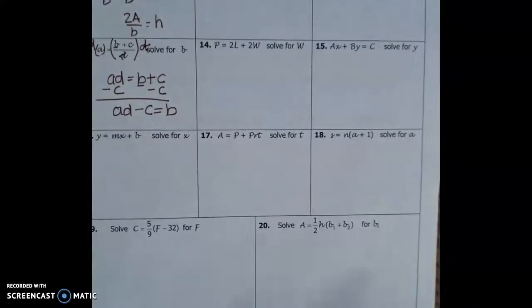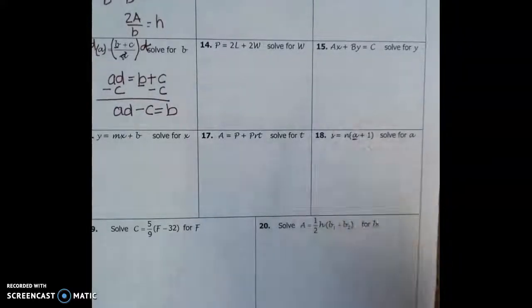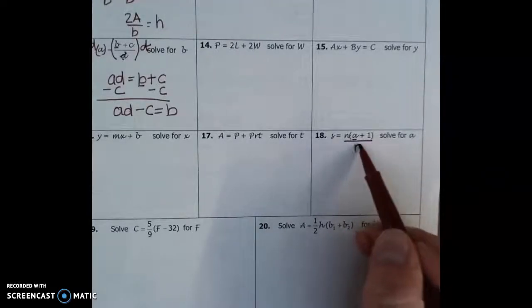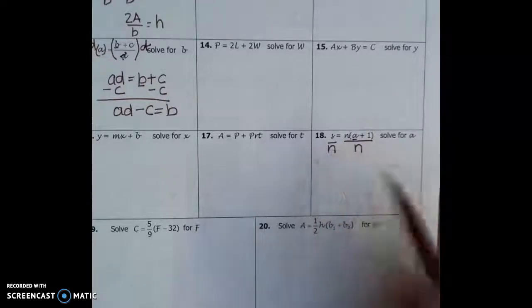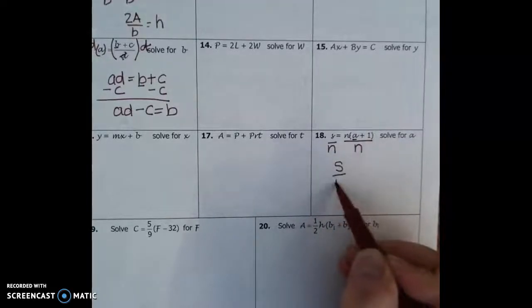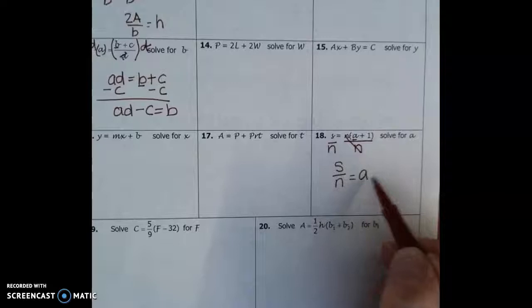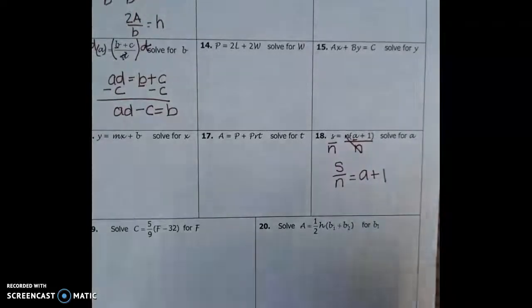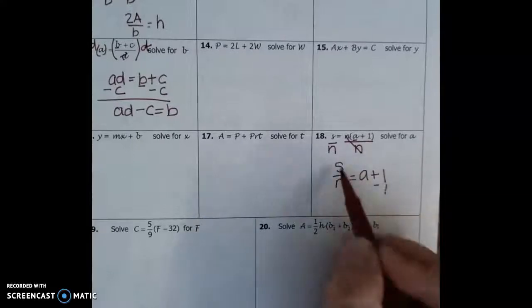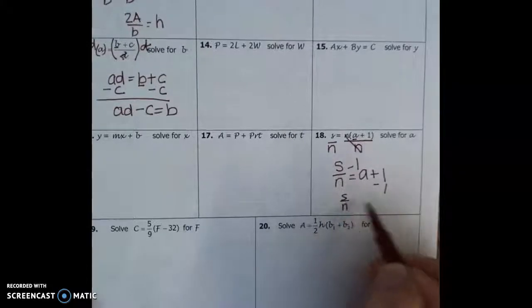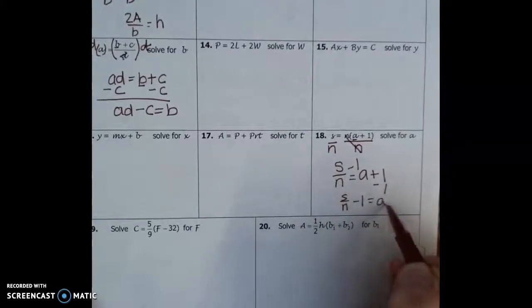Let's look at 18. We want a. A is inside that parenthesis. Parentheses are the last thing we deal with. We need to get rid of everything on the outside of the parenthesis first. So when I look on the outside, I see there's an n multiplying to the parenthesis. So let's go ahead and undo that multiplication here and divide. And I end up with s divided by n equals, now when I do that, there's nothing left, so the parentheses can drop. A plus 1. I'm still trying to get a alone, minus 1. This whole fraction will have minus 1 after it. So I'm going to get s divided by n minus 1 equals a.